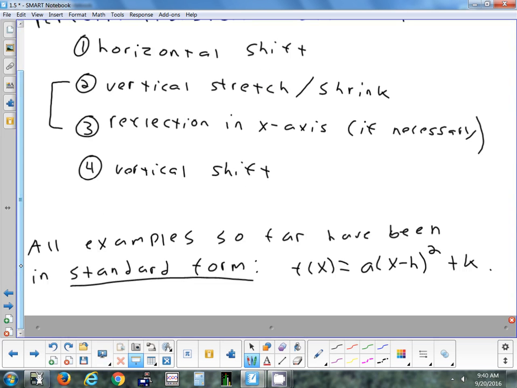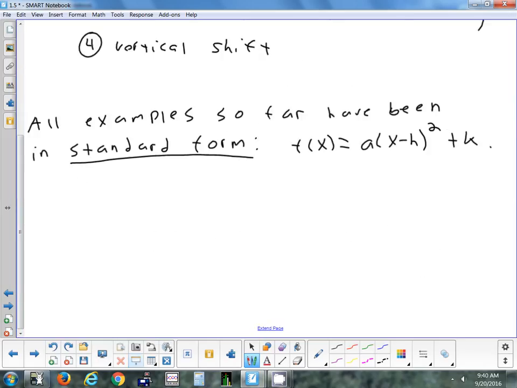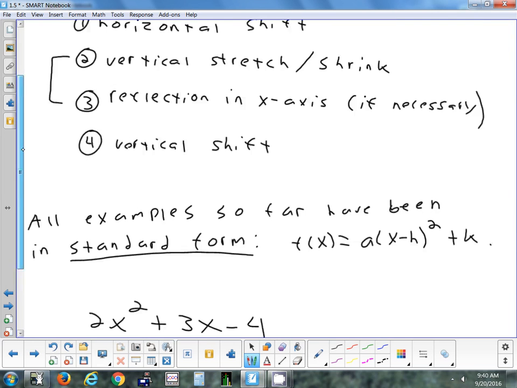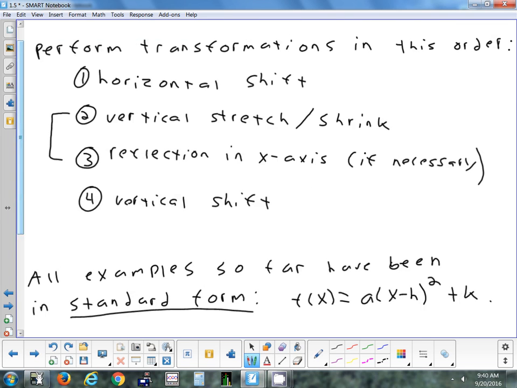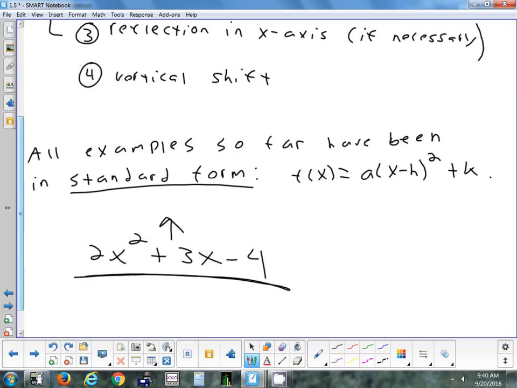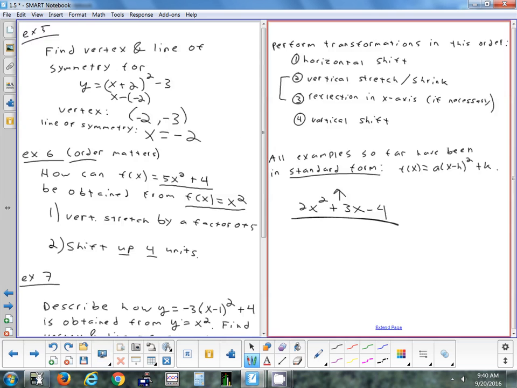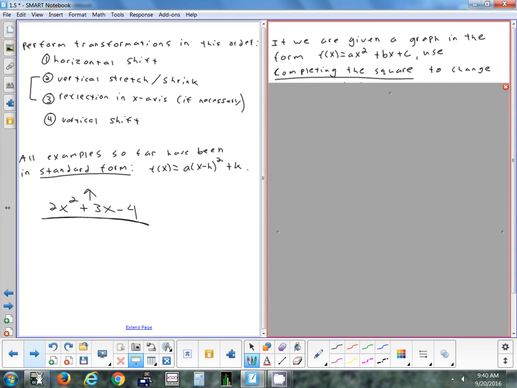Well, sometimes we don't always have things in standard form. Sometimes you might have something like this. And this goes back to the very first thing I said. When you're factoring in Algebra 1, they usually give you a problem that looks like that, not like that. So if you have something that's written like this, it's a little harder to figure out these 4 transformations. So what we have to do is change this into standard form. And then we can do everything that we've done. The way that you change something like this into standard form is completing the square.